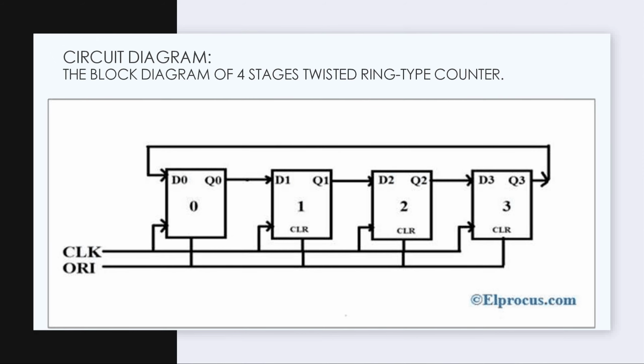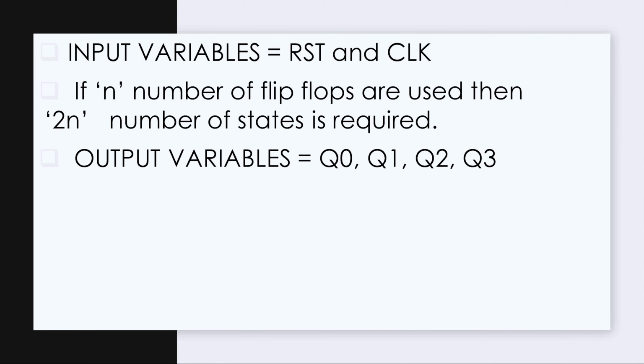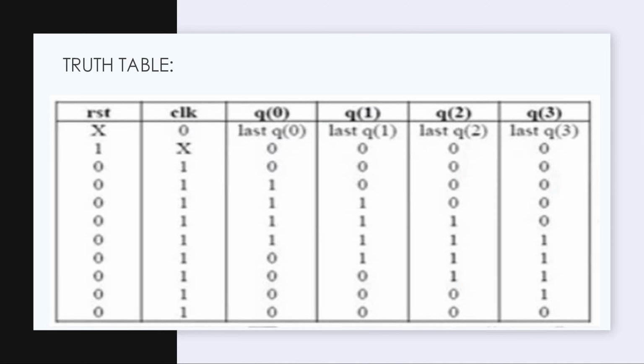This is the circuit diagram. Now we'll move on to the next slide. Here the input variables are RST and CLK. If n number of flip-flops are used, then 2n number of states is required. The output variables are Q0, Q1, Q2 and Q3. This is the truth table for it.